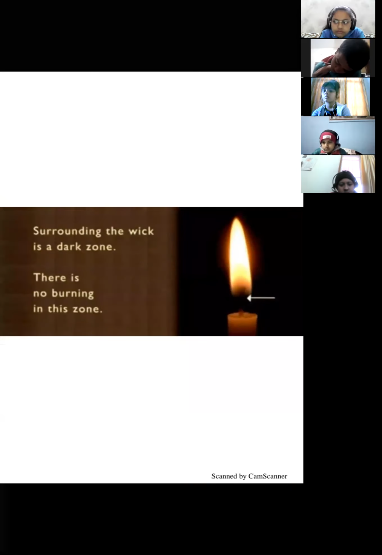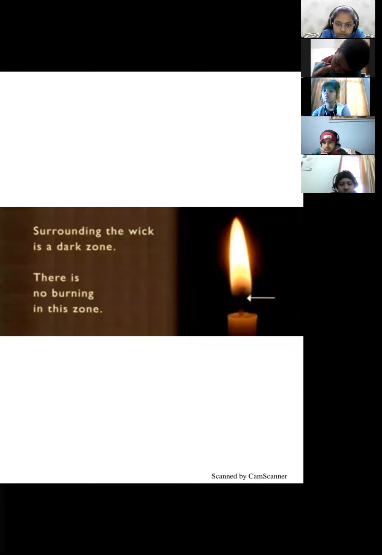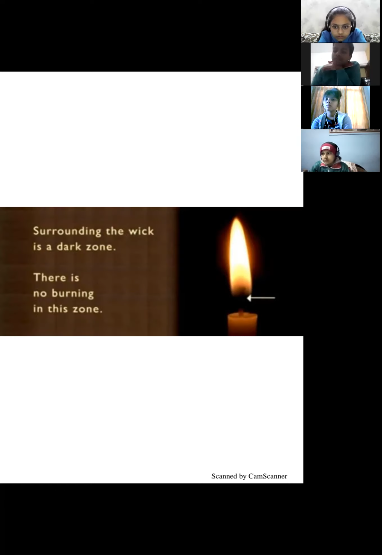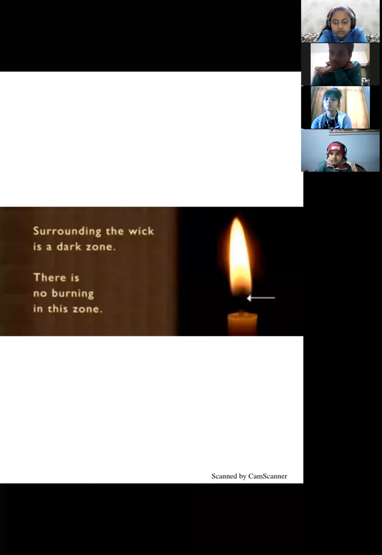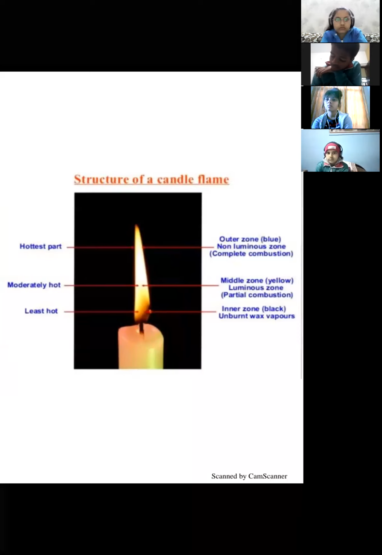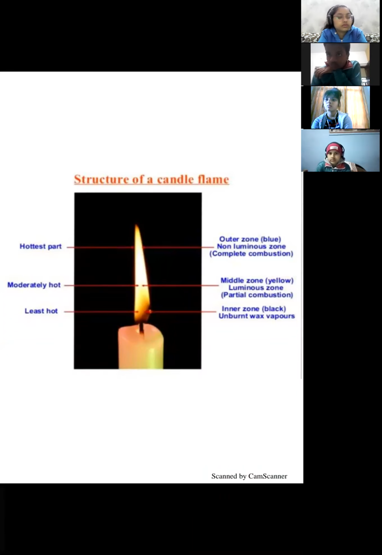Clear? Next, at the base, we have already seen the blue zone. Blue zone at the bottom, it is due to what? It is due to the burning of carbon monoxide gas produced by the incomplete combustion of carbon particles in the wick. Clear?